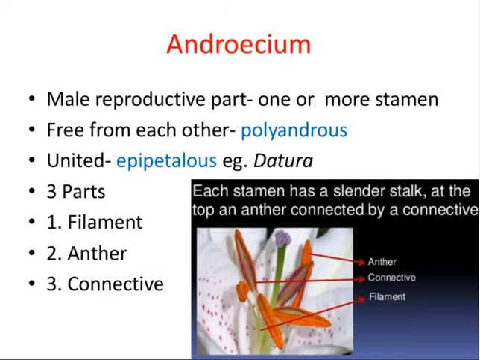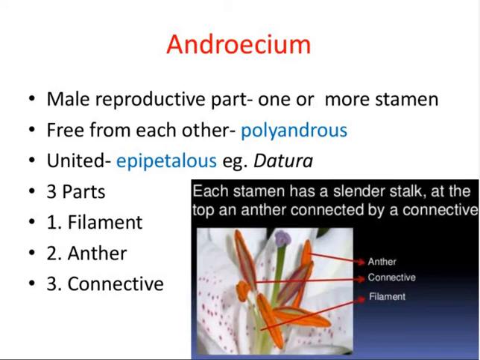In some plants you can see the stamens are fused to the petal. When the petals are fused, in gamopetalous condition, sometimes the stamens are arranged above the petal and it's called epipetalous condition.